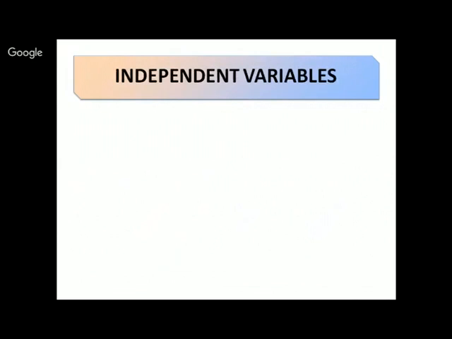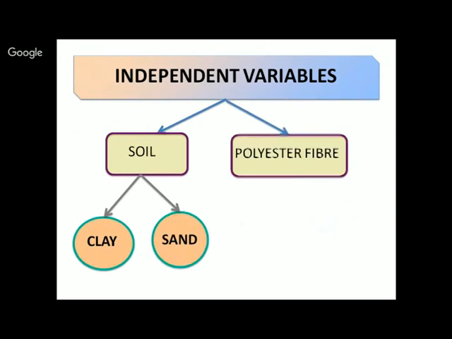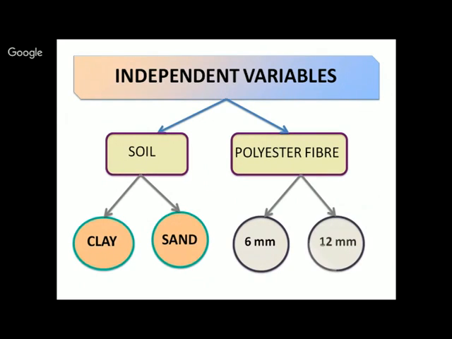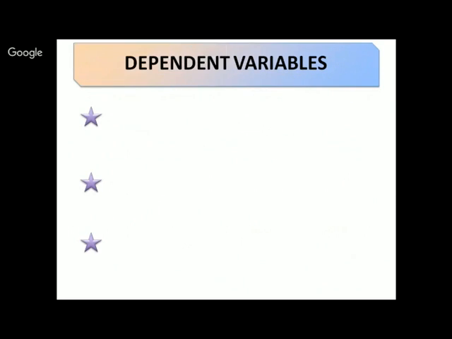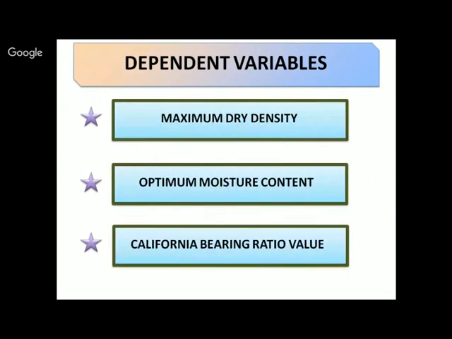So in this study, independent variables would be soil: the first type of soil, clay, and the second type of soil, sand. Similarly, another independent variable is polyester fiber, one being 6 mm length and second being 12 mm length. As you can see, we have full choice of selecting these materials, and independent variables can be increased or decreased in order to cover the scope of work. Dependent variables would be maximum dry density, optimum moisture content, and California bearing ratio value. These values we are trying to find out by changing the independent variables.